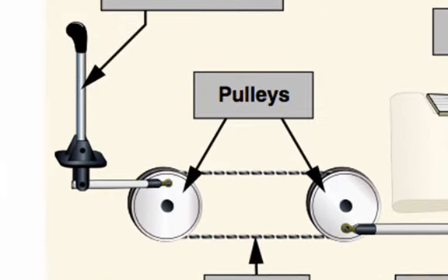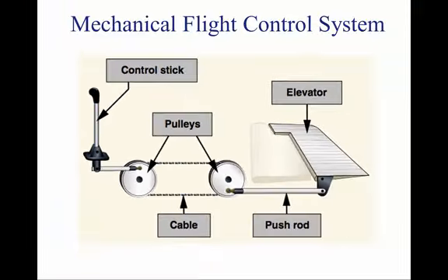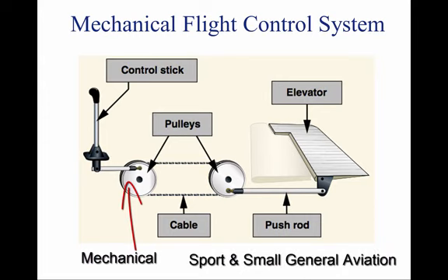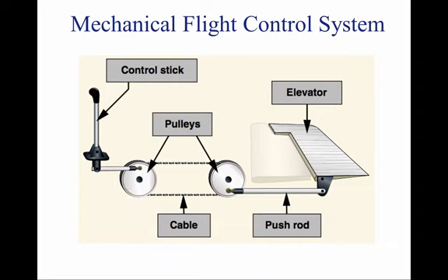Flight controls are what allow the pilot to control the forces of flight and the aircraft's direction and attitude. Different flight control systems exist for different types of aircraft. The most basic control systems are mechanical and date back to early aircraft. They are used today on sport and small general aviation aircraft in which the aerodynamic forces are not excessive. They operate by mechanical connections between the control stick and the control surface. In this case, the control stick is attached by pulleys to the elevator.